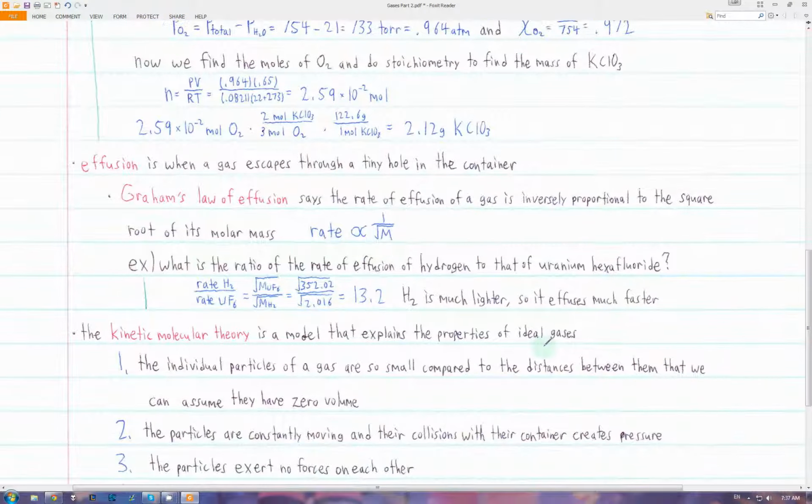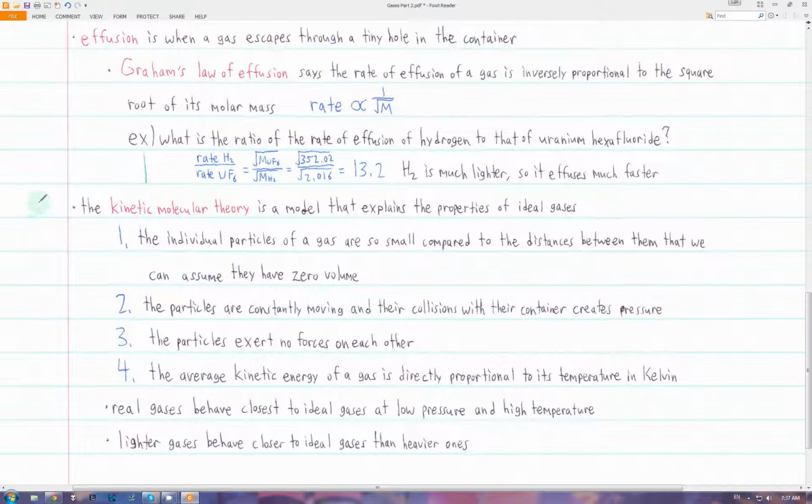So all this time we're talking about gases, we talk about ideal gases, which are obviously different from real gases. So the kinetic molecular theory is a model that explains what we mean when we say an ideal gas. And there are four main points to this model. The first is that the individual particles of a gas are so small compared to the distances between them that we can say the particles have a volume of 0. So we ignore the size of the particles.